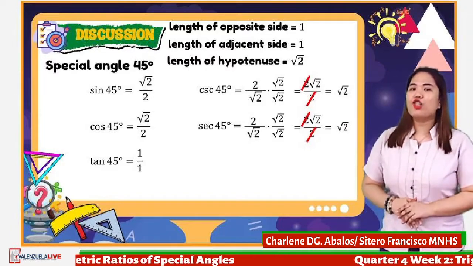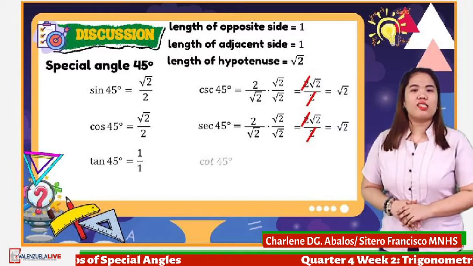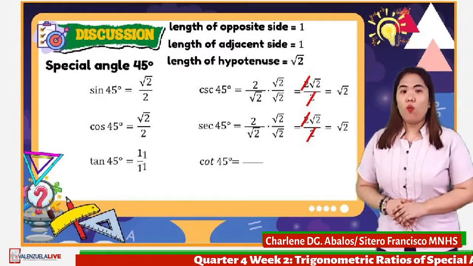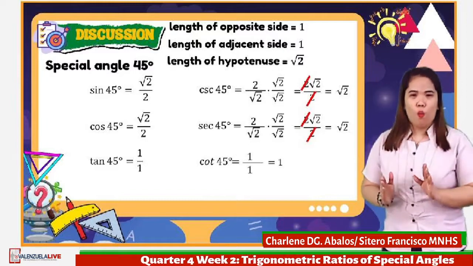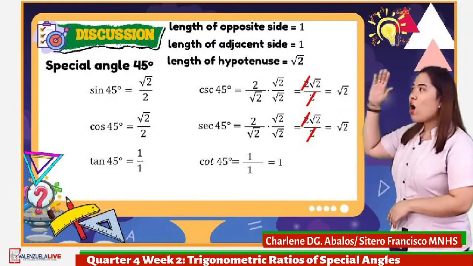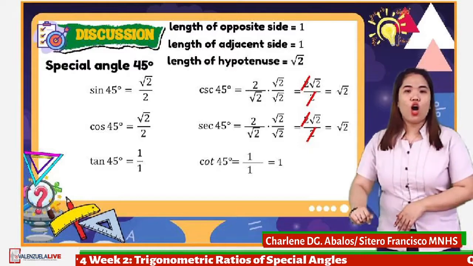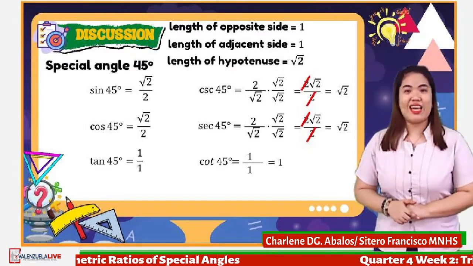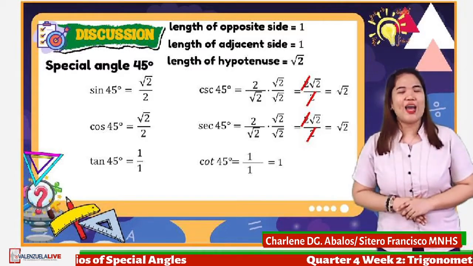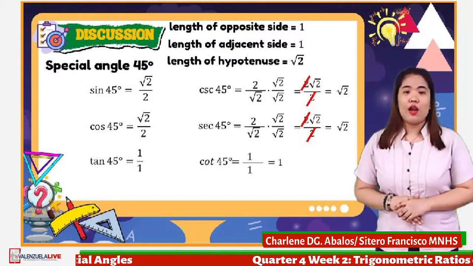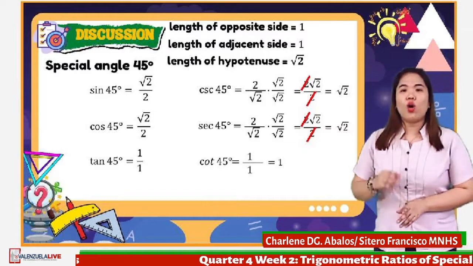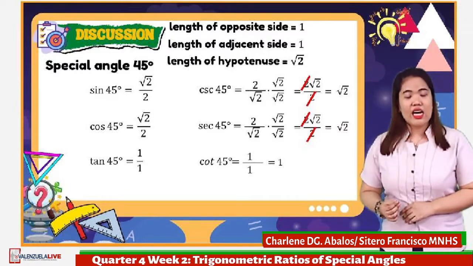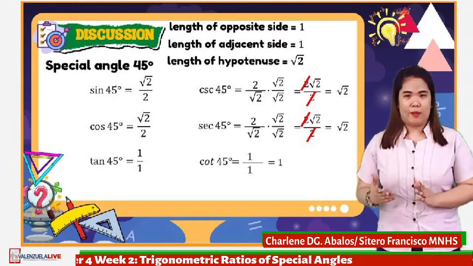Lastly, cotangent 45 degrees. It is the reciprocal of tangent 45 degrees. It will be 1 over 1, or simply 1. These are the 6 trigonometric ratios of the special angle 45 degrees. It is just easy, right? I hope you got it. Remember that you will always get the same ratio even if the triangle is small or big.